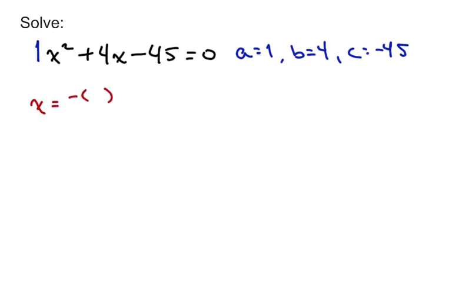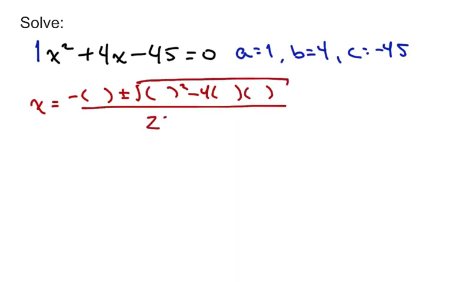Well, x equals negative b plus or minus the square root of b squared minus 4ac all over 2a. So we need to plug in these values. So going through the equation once again, x equals negative b plus or minus the square root of b squared minus 4a times c all over 2a. So we have an expression, and now it's just a matter of calculating it.